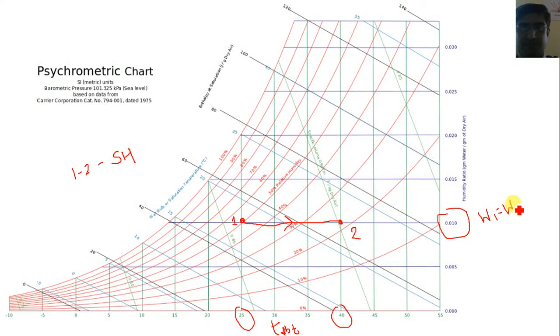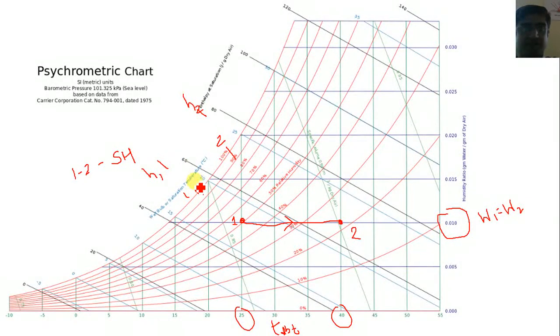So for any type of sensible heating or cooling process, the value of humidity ratio or specific humidity remains the same. And you can see there is a change of wet bulb temperature during this sensible heating process. The value of wet bulb temperature at point 2 must be increased compared to point 1. It means the wet bulb temperature gets increased during the sensible heating process, and also the value of enthalpy gets increased from H1 to H2.